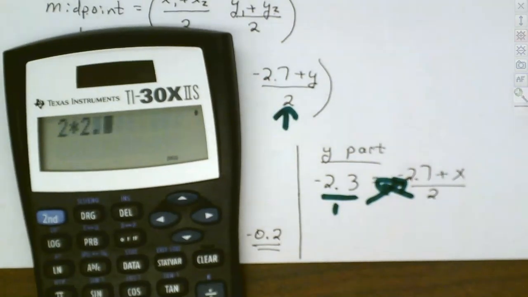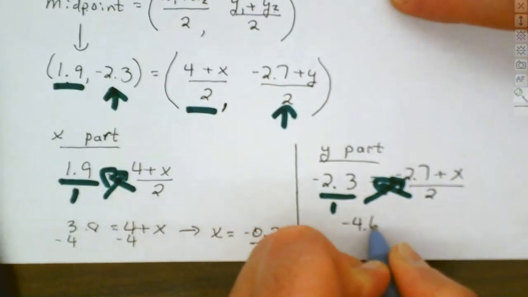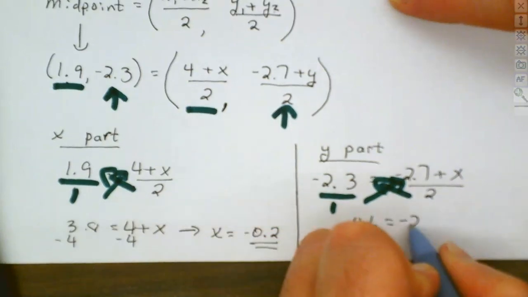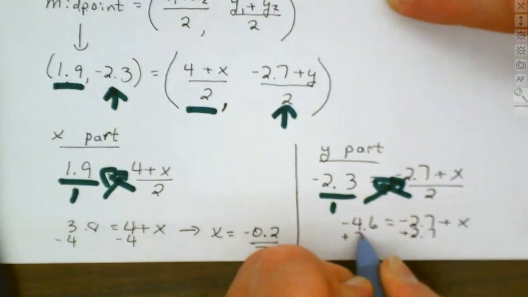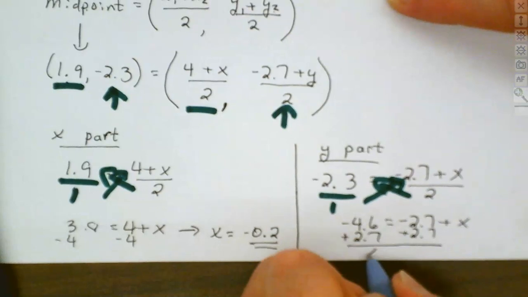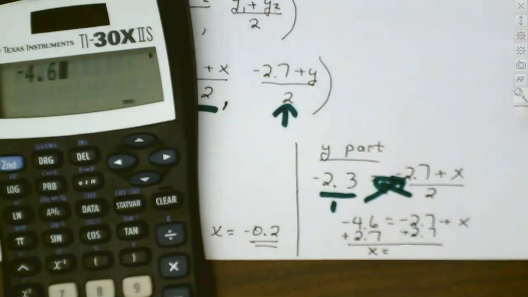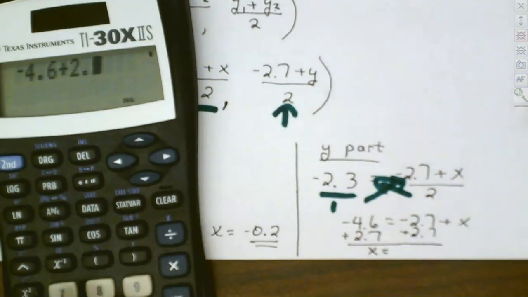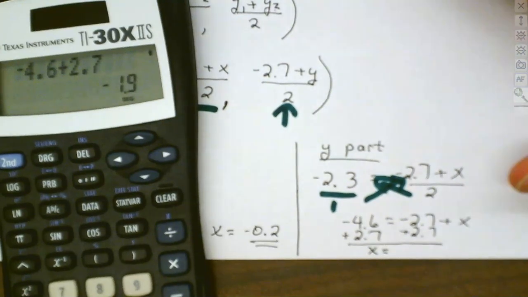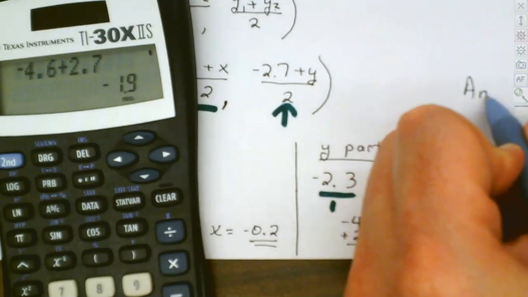So 2 times 2.3, that is a 4.6. It's a negative, so we have a minus 4.6. That equals a minus 2.7 plus x. We'll add the 2.7 over. That then leaves us with x equaling, now what? We've got a minus 4.6 here, plus that 2.7. That gives us then a minus what? 1.9.